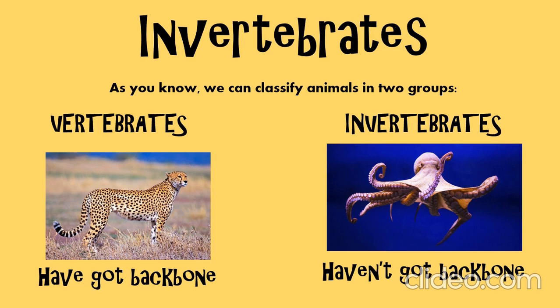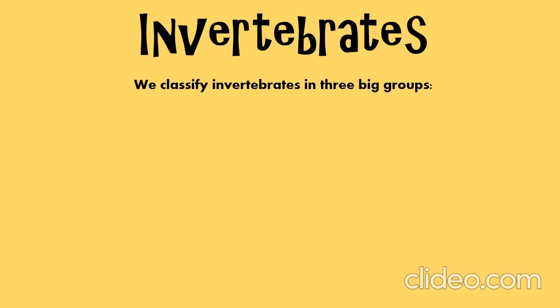Vertebrates have got a backbone, have got a skeleton, and invertebrates haven't got either a backbone or a skeleton. This is the main difference between vertebrates and invertebrates. But today we are going to take a look at the invertebrates. We can classify invertebrates in three big groups.